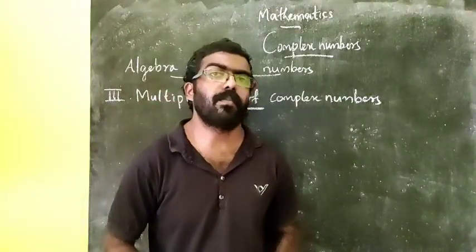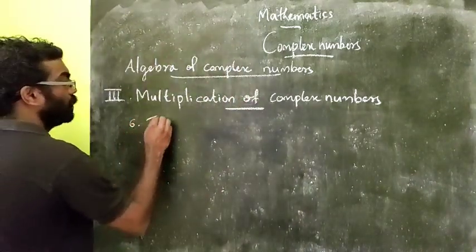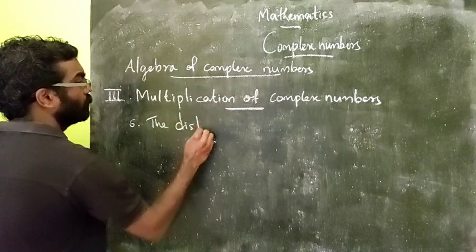Now there is one more property, the distributive law. So the sixth one is the distributive law.